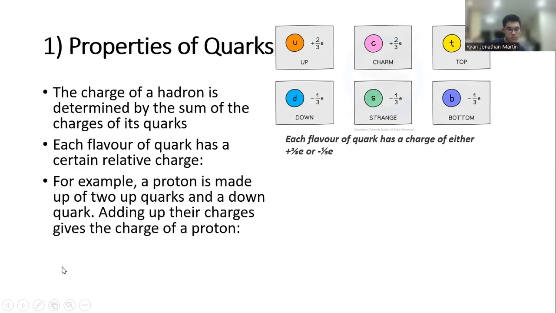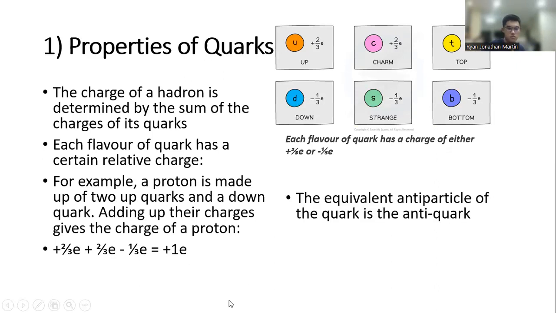For example, a proton is made up of 2 up quarks and a down quark. And that one you have to memorize. And then you need to know how to add up to get your positive proton, positive E. Example, 2/3 up, 2 up, 2/3, 1 down, minus 1/3, so you get E.